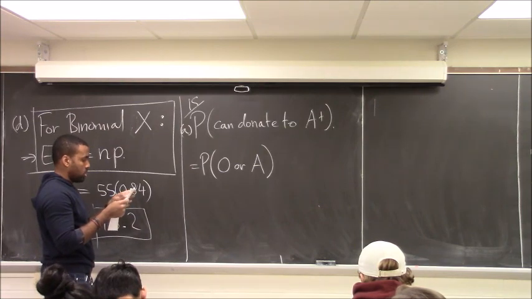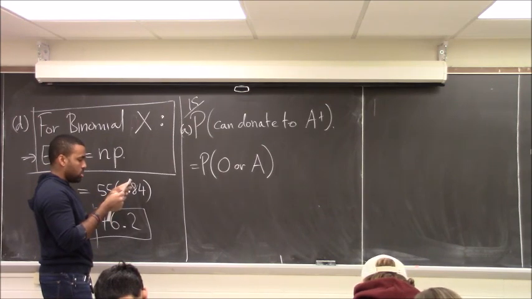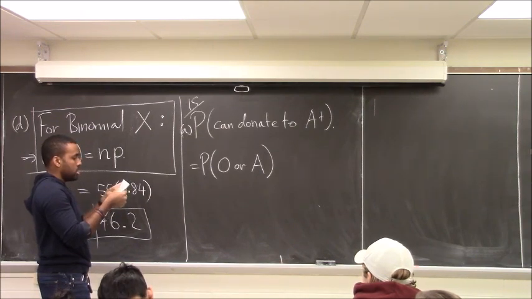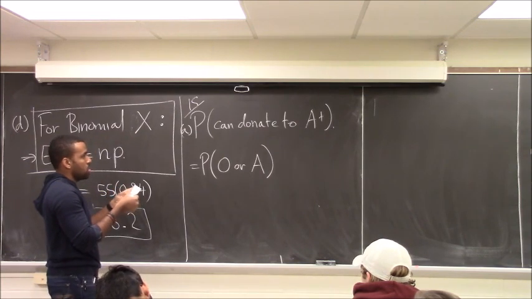Okay, so the person in question has blood type A positive, and you can receive from someone who has A positive or A negative or O positive or O negative. So that just means O or A.